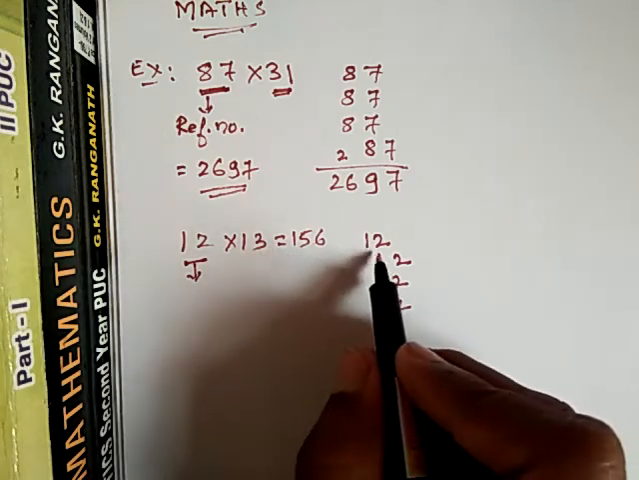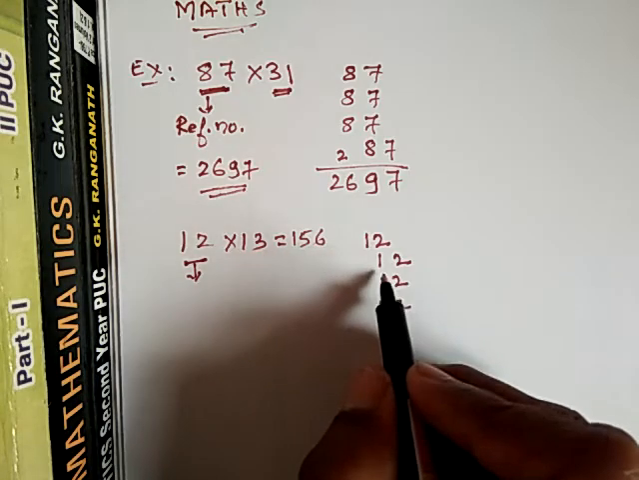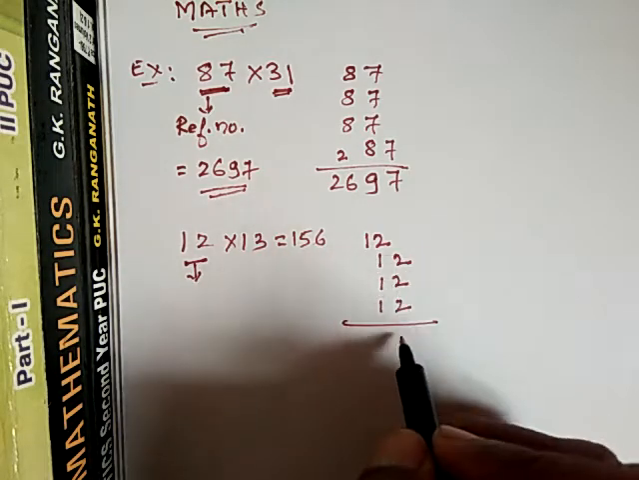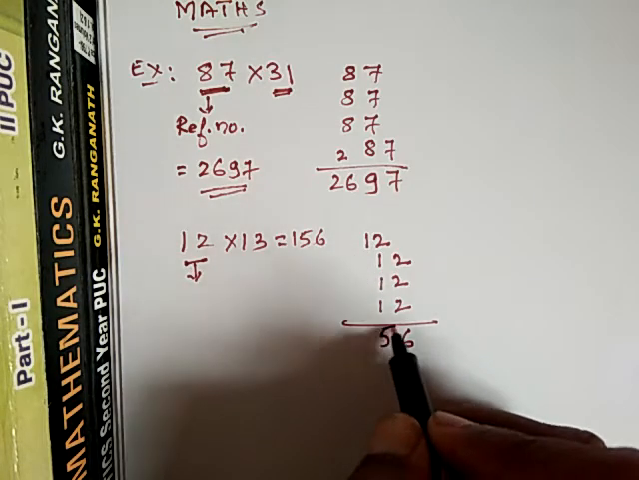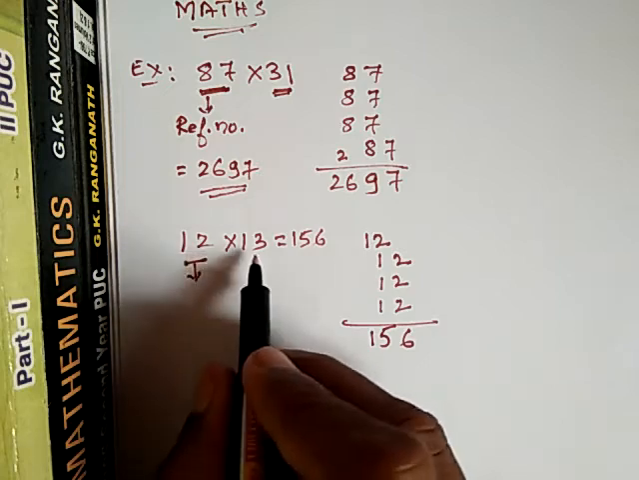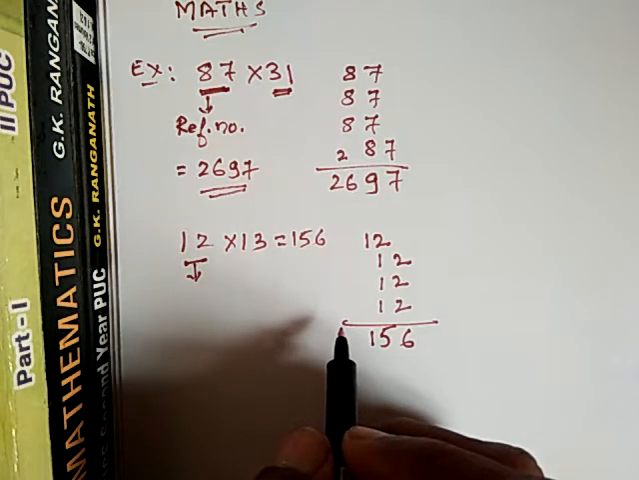So next, one digit you have to leave on the left hand side and you have to write like this. So 2 plus 2 plus 2 is 6. 1 plus 1 plus 1 plus 2 is 5, and this will be 1. So here 12 into 13 is 156. Like that you can take any number. Okay, or one more I will take.